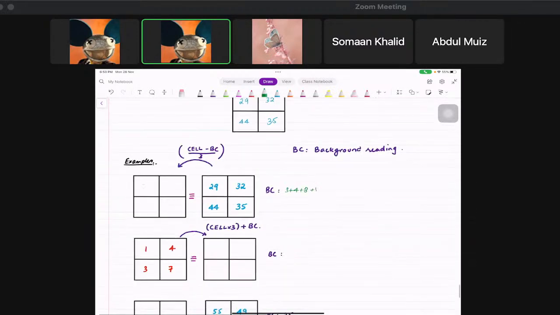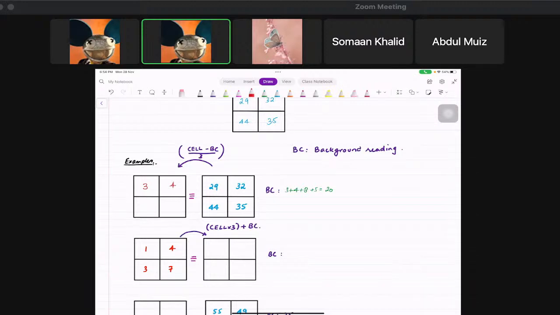And what you see is you're going to get like 20. Okay. Now, to go back from the final reading to some reading, what you do is you take the cell, subtract the background reading, and then divide by 3. So, for example, 29 minus 20 is 9, divided by 3 is 3, right? And then 32 minus 20 is 12, 12 divided by 3 is 4.